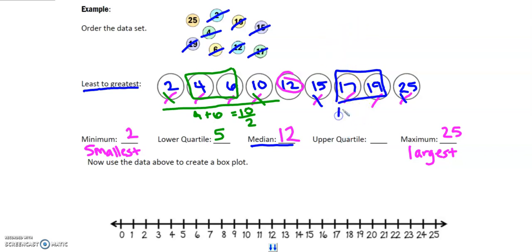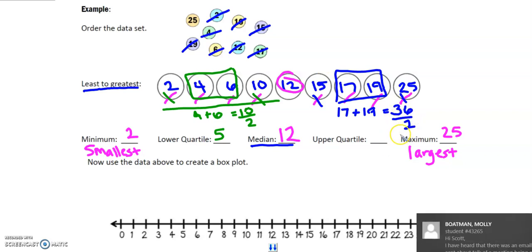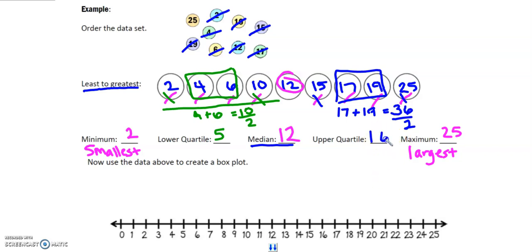So this time we're going to add 17 plus 19, which gives us 36. And then we have to divide by 2. 36 divided by 2 is 18. Once we have all 5 points, we're going to go ahead and graph it.